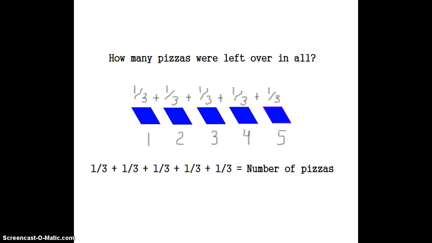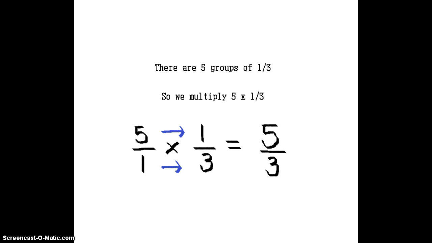Repeated addition is one way of finding out the answer to our problem, but for our purposes we are going to use multiplying fractions to find our answer. As we saw earlier, there are 5 groups of 1/3, so we multiply 5 times 1/3. Here we have 5 in a fraction form, 5 over 1 times 1/3. 5 times 1 equals 5, and 1 times 3 equals 3. 5 over 3 pizzas left, or 5/3 of a pizza.